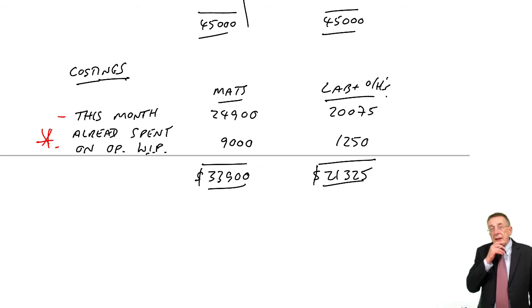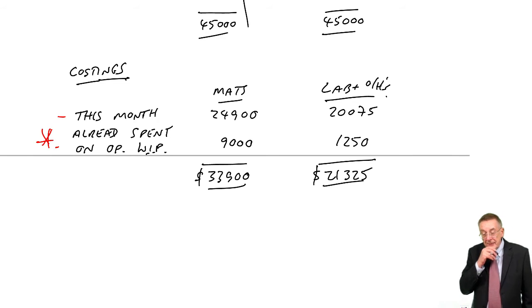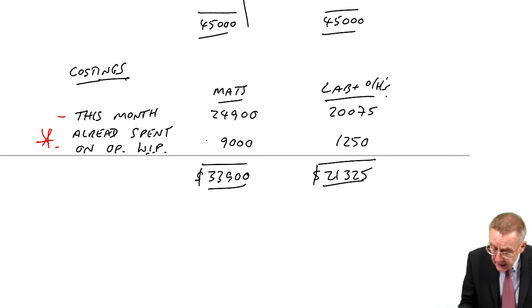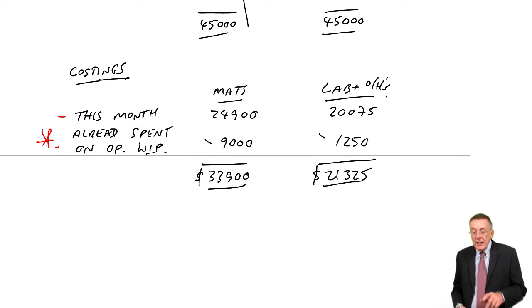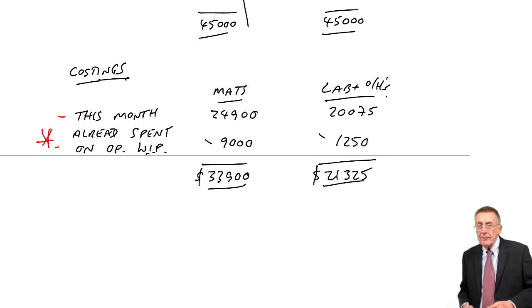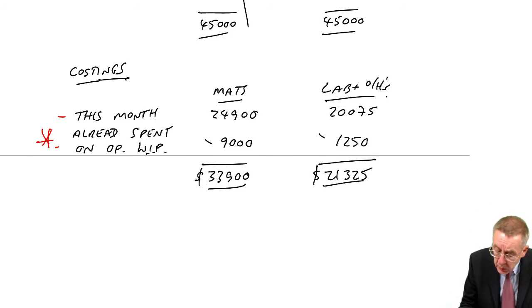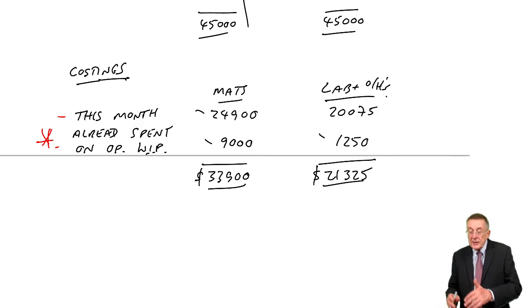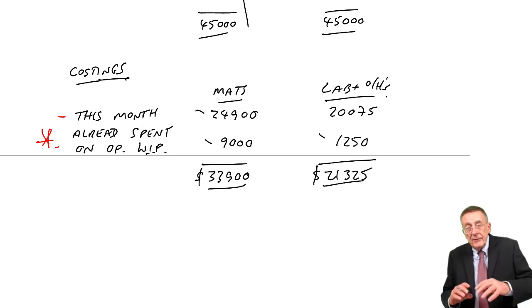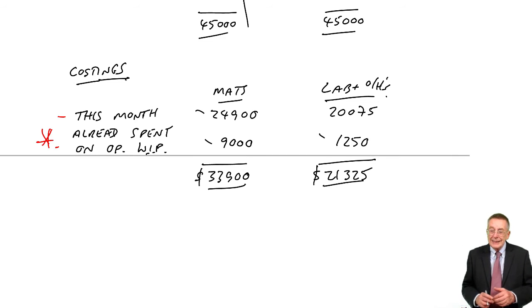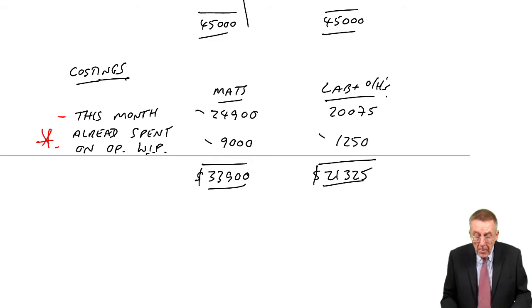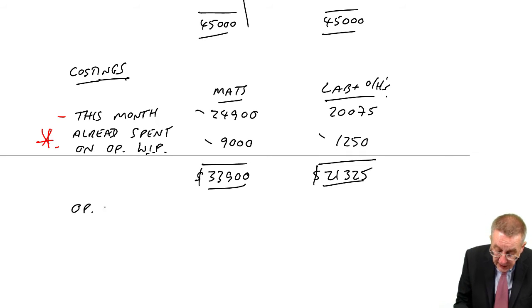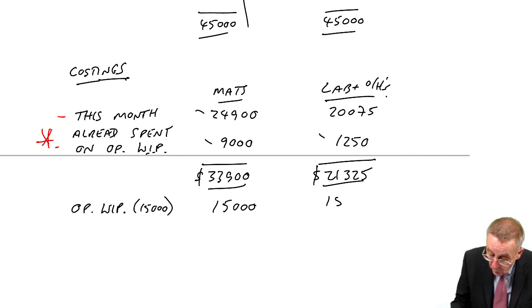And we then say, what did we spend that money on? That 9,000 and the 1,250, that money was spent starting the opening work in progress. It was spent last month doing the first bit of the work. The 24,900 and the 20,075, part of that money was spent finishing the opening work in progress. So included in that total is the full cost of all the opening work in progress. There were how many? 15,000. We've got the full cost of all of them.